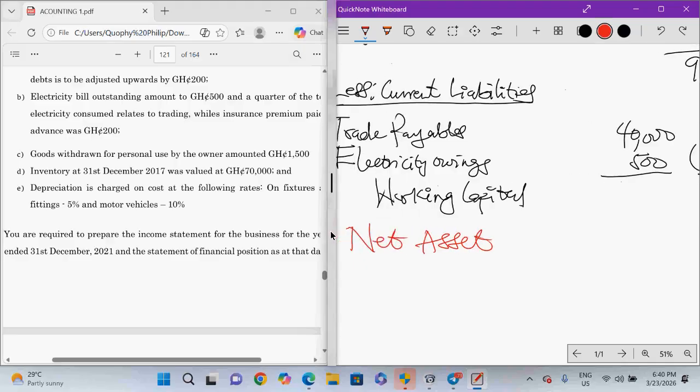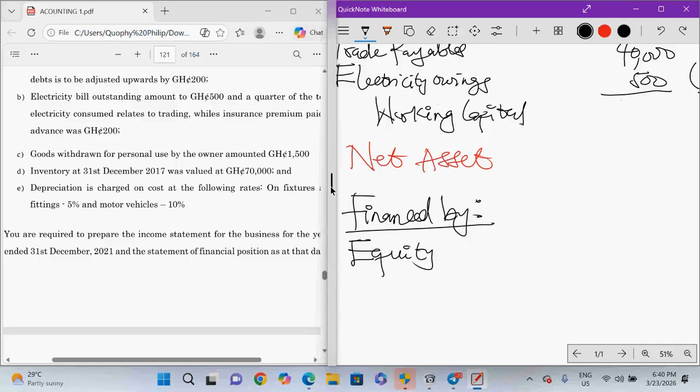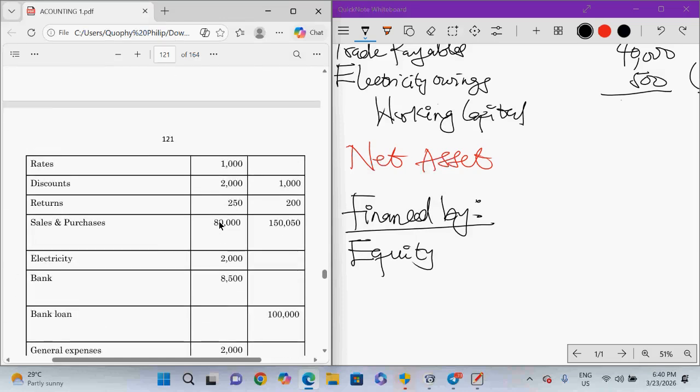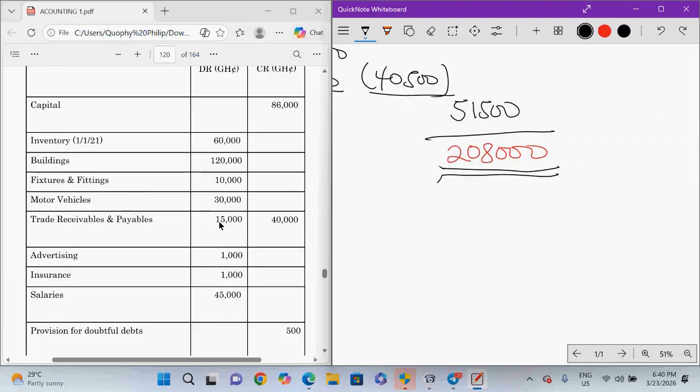What else? Then we move towards financed by. Financed by, what do you have? Equity or capital? Some books will say capital, especially the SHS. When you see capital, okay, capital. How much is our capital? 86,000.